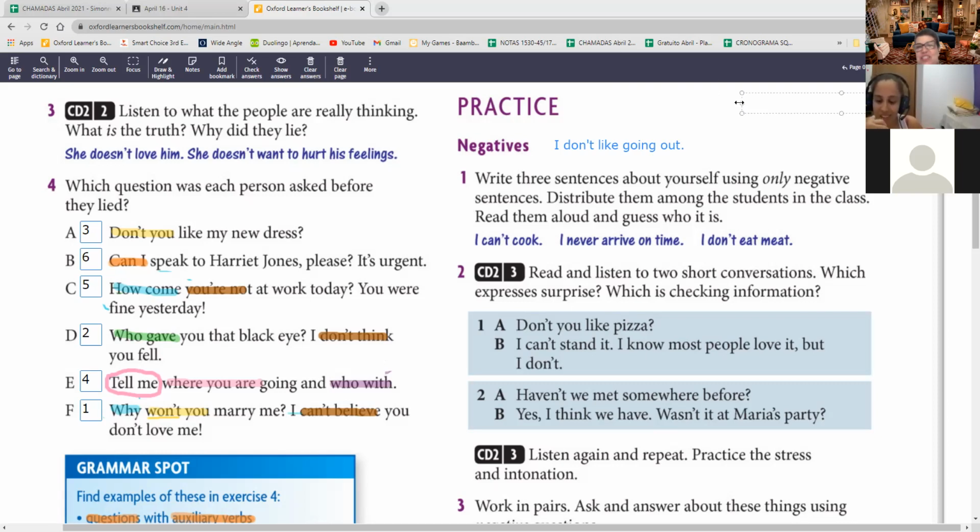So, did you write your sentence, Lorena? Would you like to share? "I don't like to check my cell phone all the time." Okay. Me neither. I don't. I hate it.